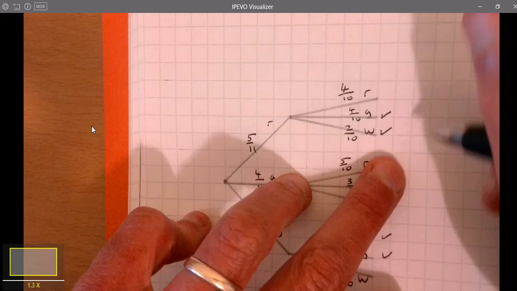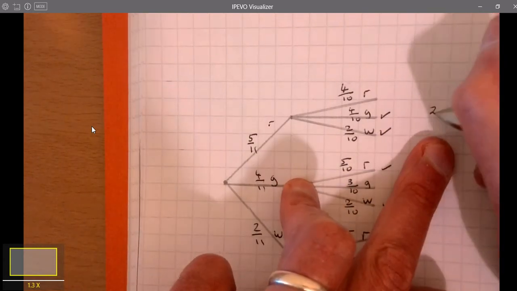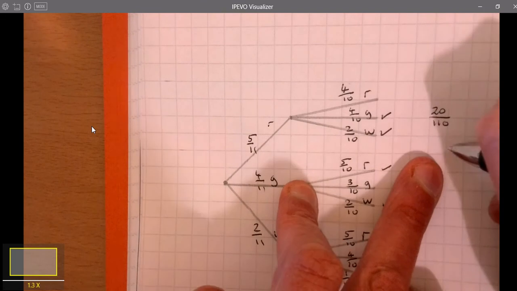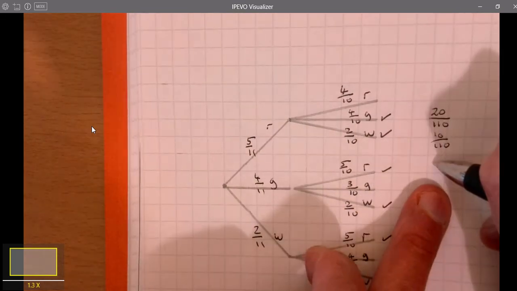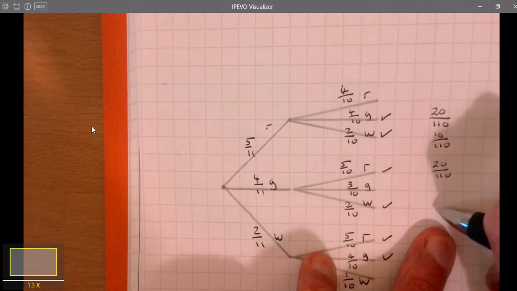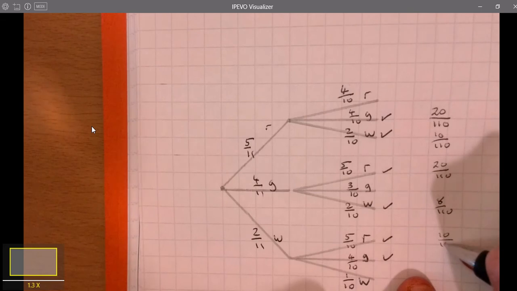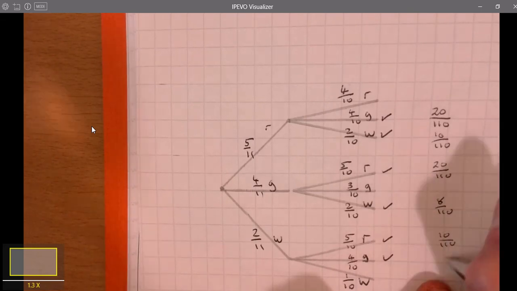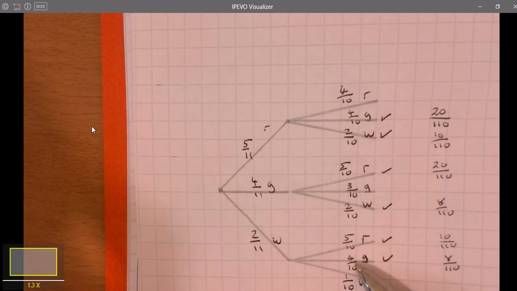Let's quickly work these out. I'm just going to multiply these together quickly, okay? So that gives me 20 over 110. That gives me 10 over 110. This gives me 20 over 110. This gives me 8 over 110. 10 over 110 and 8 over 110. Now, again, I could have cancelled some of these down. That was a half, that's 2 over 10, another half there, 1 over 10, 1 over 5, 2 over 5.